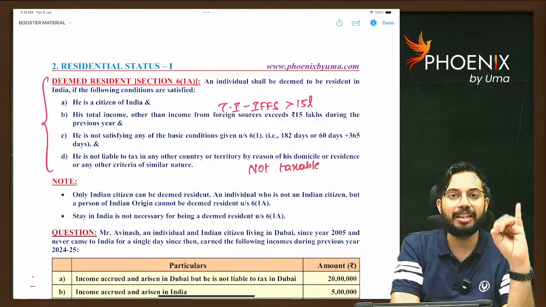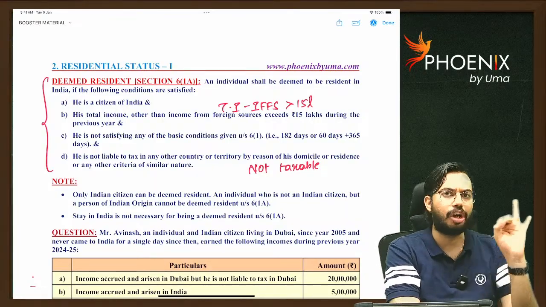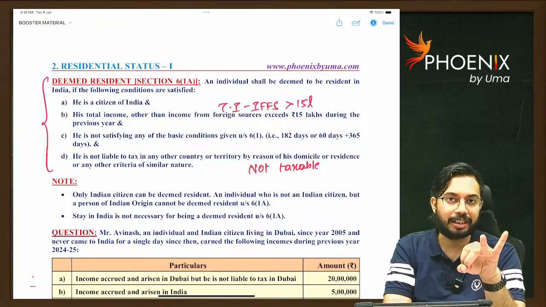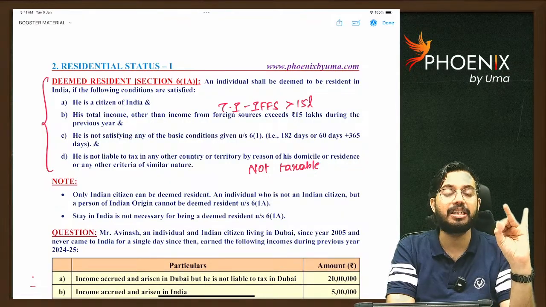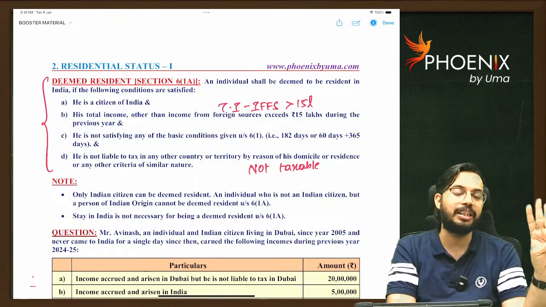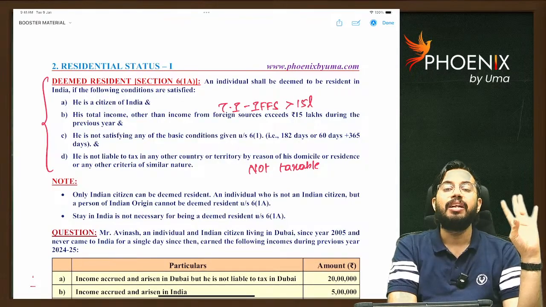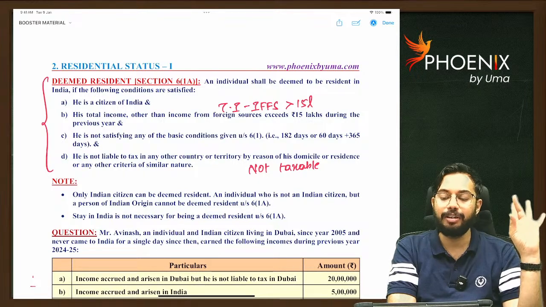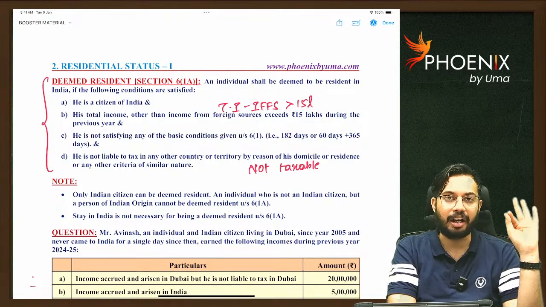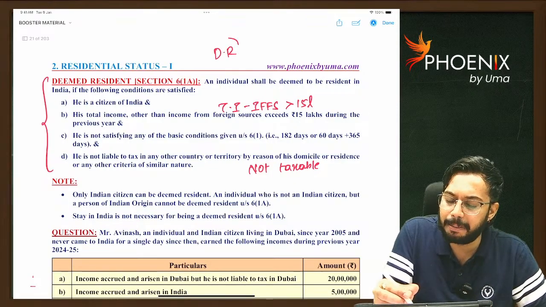Okay, so Indian citizen not satisfying both basic conditions. Generally, if both basic conditions are not satisfied, he should become non-resident. Still, even though he does not satisfy both basic conditions, if 4 conditions are satisfied, he will be treated as deemed resident. Indian citizen does not satisfy both basic conditions. Total income minus income from foreign source is more than 15 lakhs. He is not taxable in any other country or territory. If all these 4 conditions are satisfied, he will be treated as deemed resident.